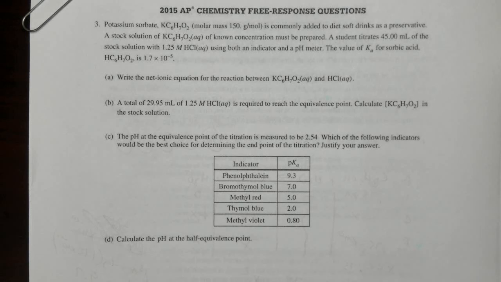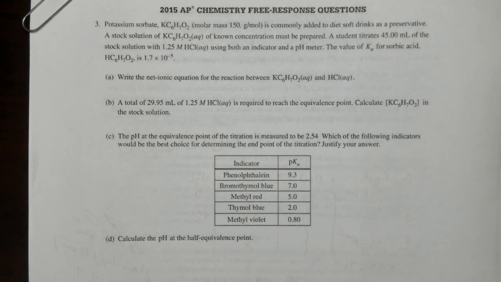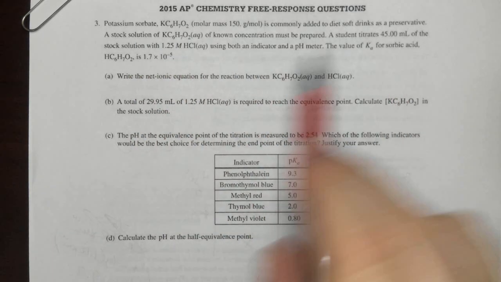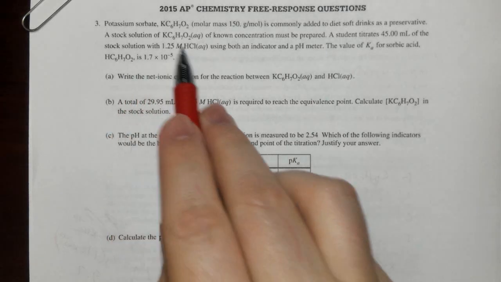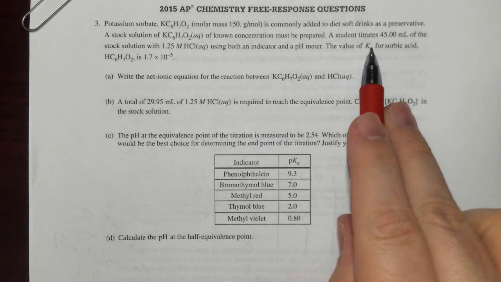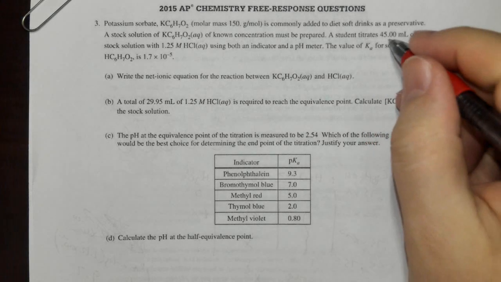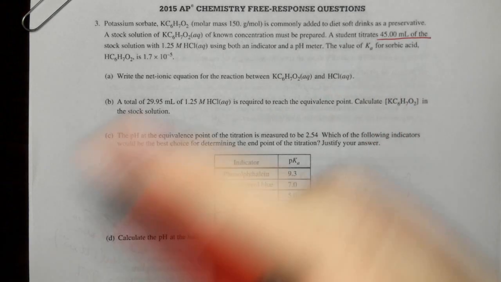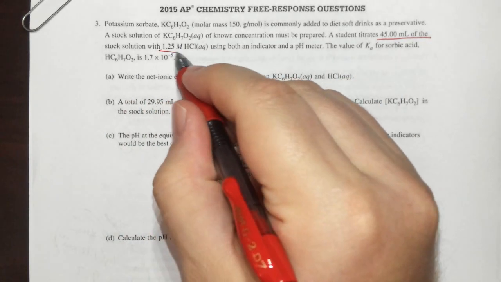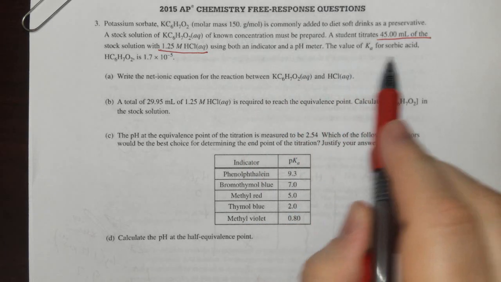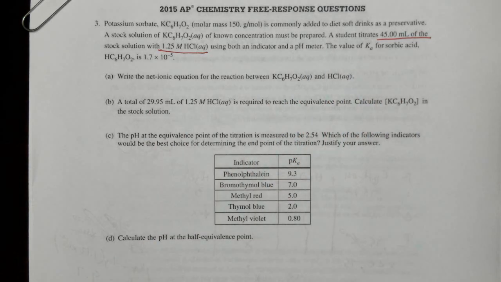In this video, I will go through problem 2015, this very long titration problem. Alright, so we got potassium sorbate. You can read the formula there. Molar mass is given. That's good. Tells you what it's used for. That's inconsequential. It says the student titrates 45 mL of the stock solution, so we'll probably need that later, with a 1.25 molar HCl, we're probably going to need that, using both an indicator and pH. And then they gave us the Ka. Definitely probably going to need that.